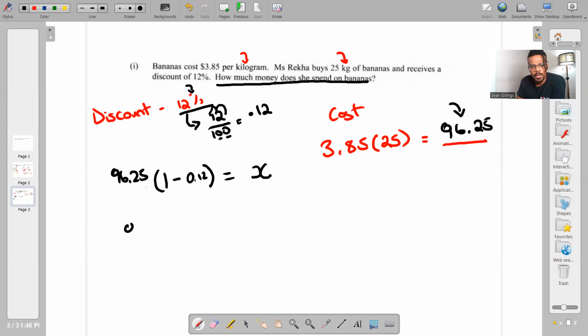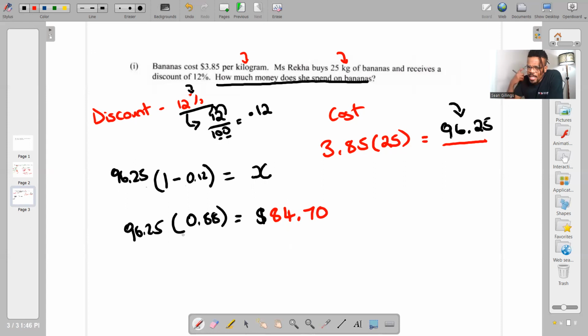All right. Let's keep on going. 96.25. And it's going to be multiplied by 1 subtract 0.12 should give you 0.88. All right. Once again, I want you guys to be able to do this without a calculator. For the sake of this video, though, I'm going to use a calculator. All right. So 96.25 times 0.88. And if you notice here, what happened to the money? The amount that she's going to pay decreases to 84.70.